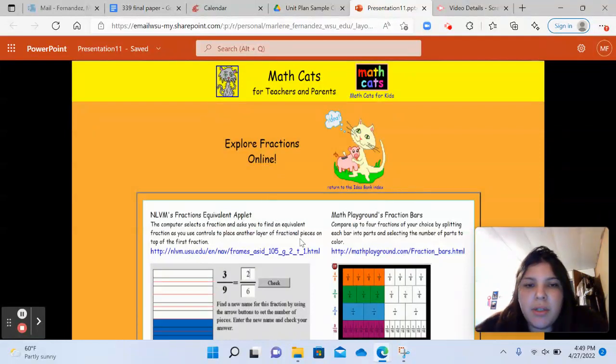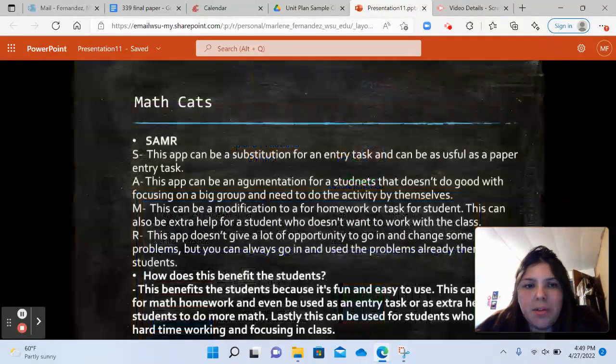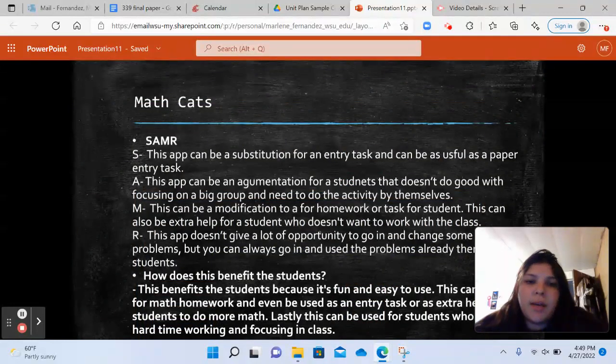I think this one is good because it has more than these two. It has way more at the bottom, and it gives multiple versions of fractions, so if students need other visuals. So this app can substitute for any entry task. You can have students even answer one or as a group, and then have them raise their hand and say what they thought about it.